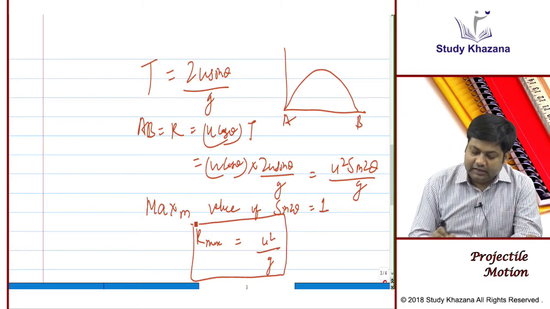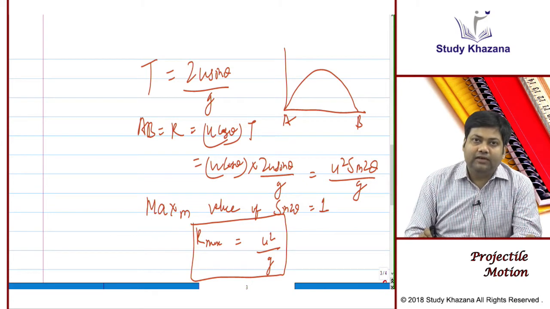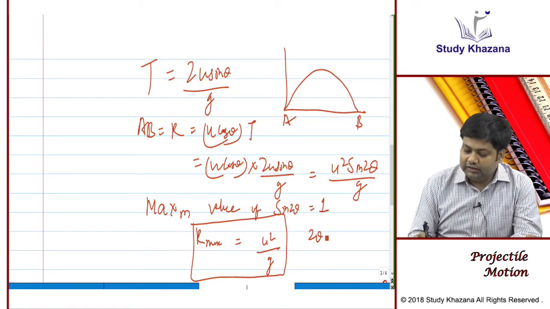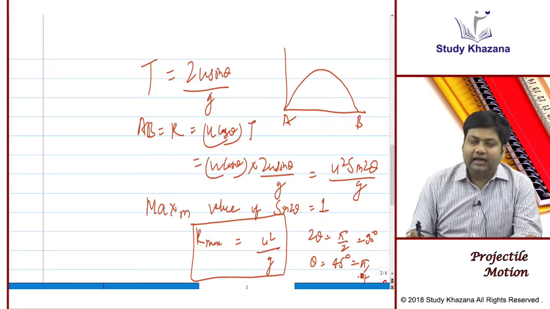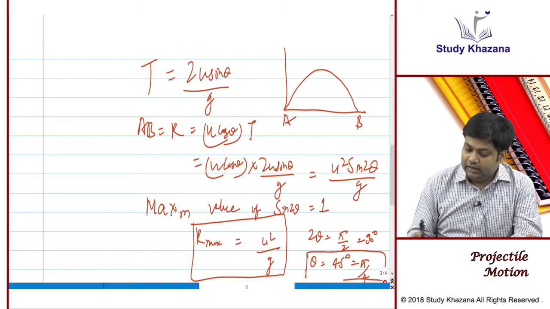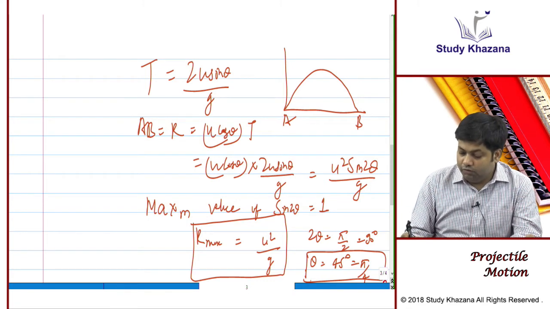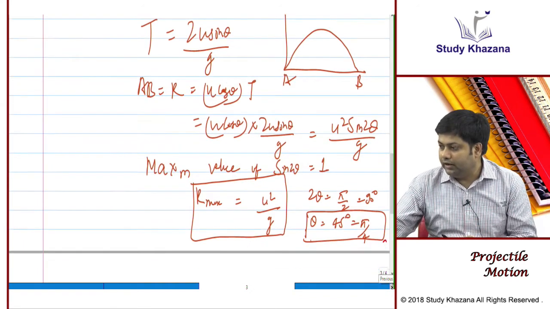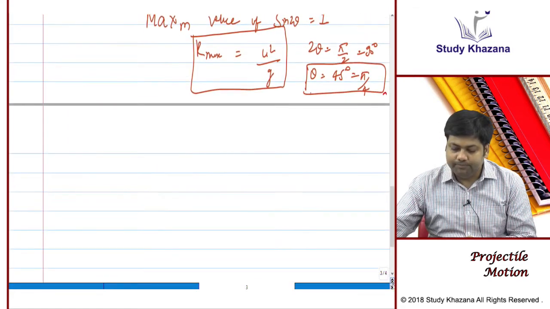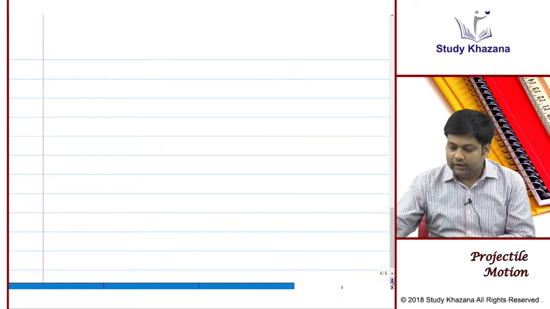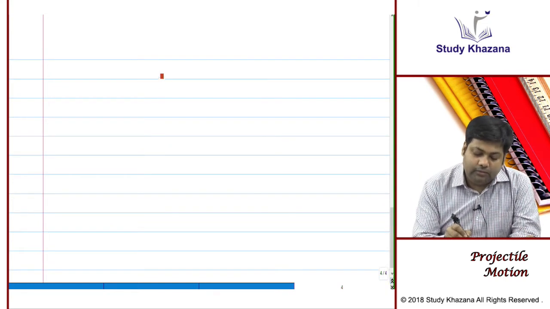The other point is at what value of theta this will happen. What we have assumed is that 2 theta is actually pi by 2, 90 degrees. So theta equal to 45 degrees or pi by 4 is the angle at which the range is maximum. Another important result, which is very, very crucial for us, and in the later part we would be using it further. But now moving forward, we would see the maximum range and the maximum height that will come up.